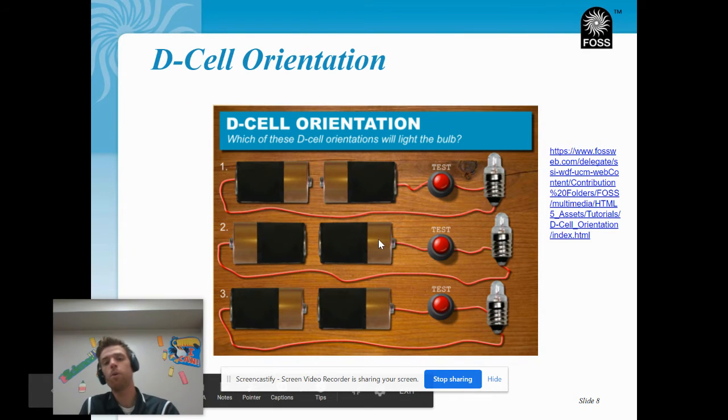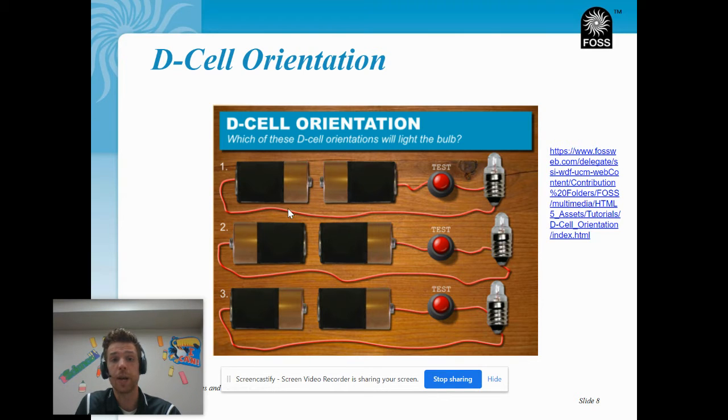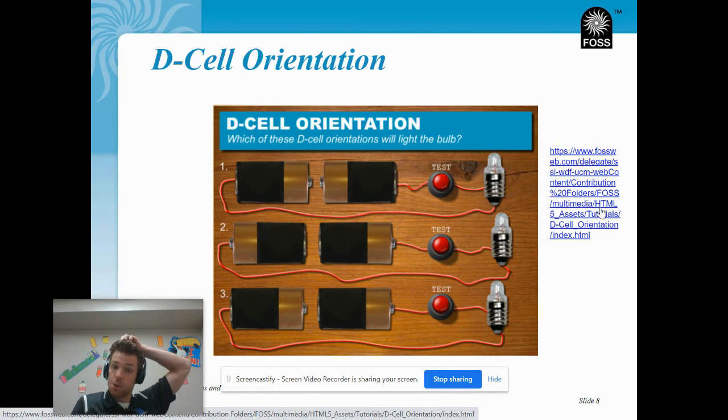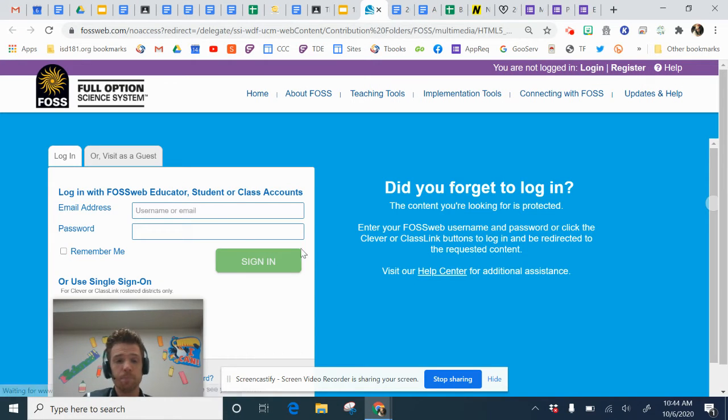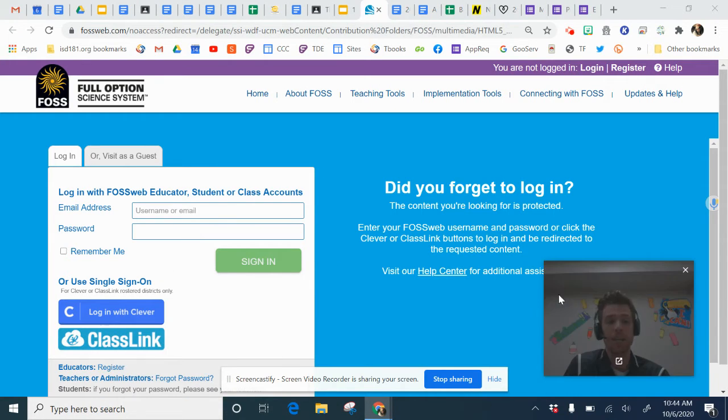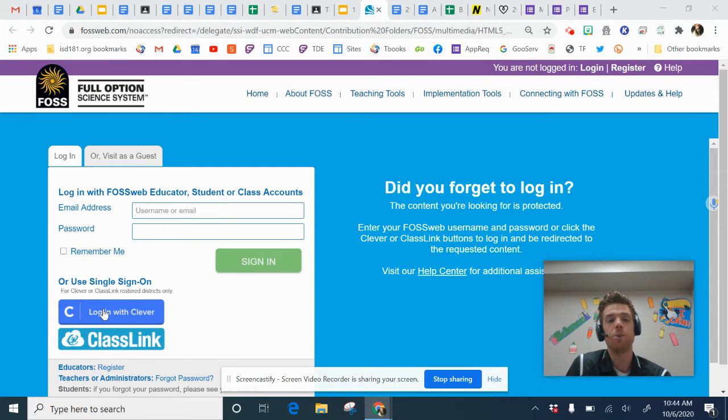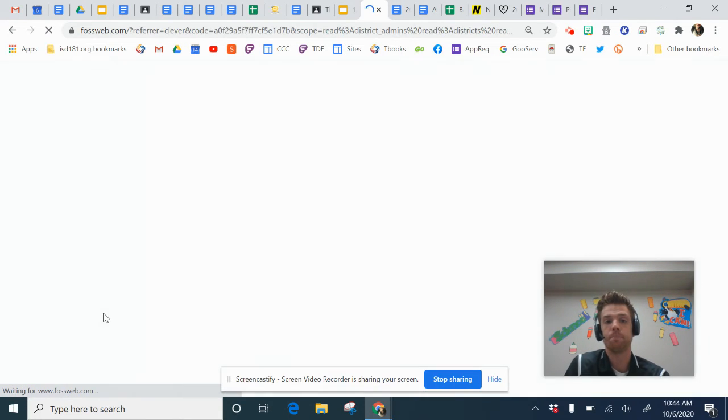We have done this one before, but I just wanted to remind you that you could add more batteries. Clicking on this will allow you to test which ways to orientate the batteries. Remember, you will click on this blue link to get access to those. If you are not signed into FOSS, when you click on this here, it will bring you to the FOSS sign-in page. Remember to log in with Clever.